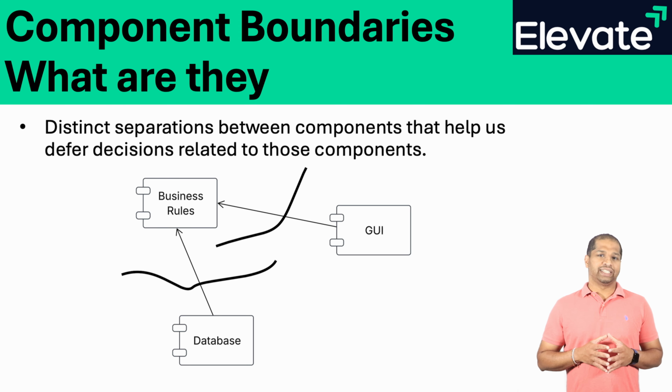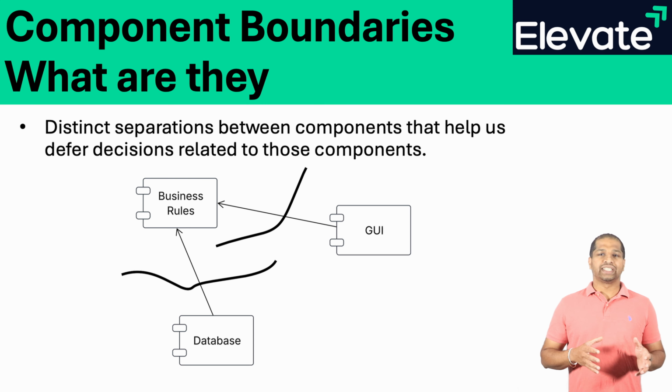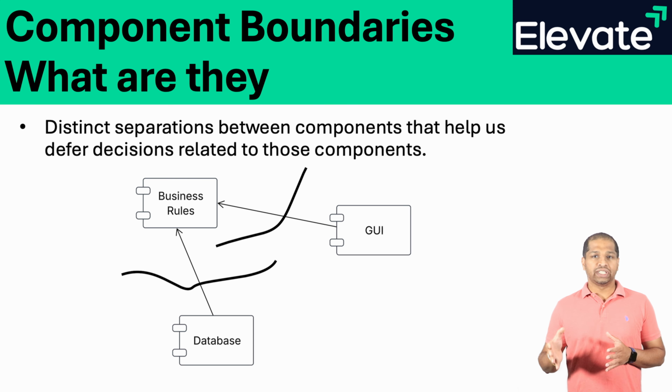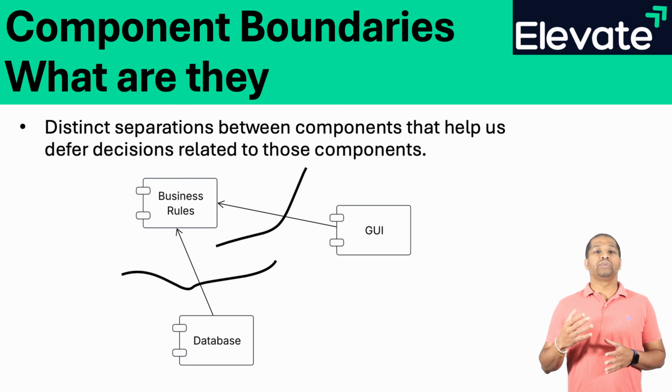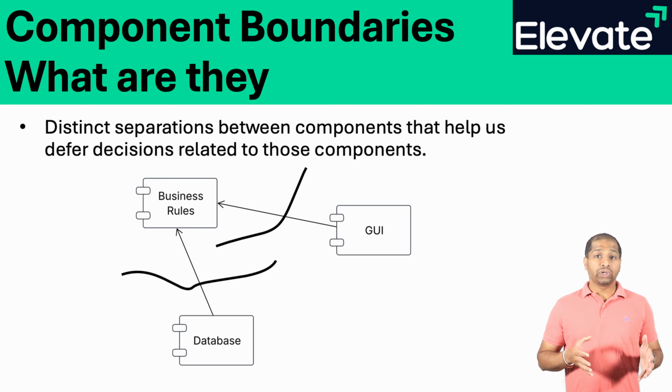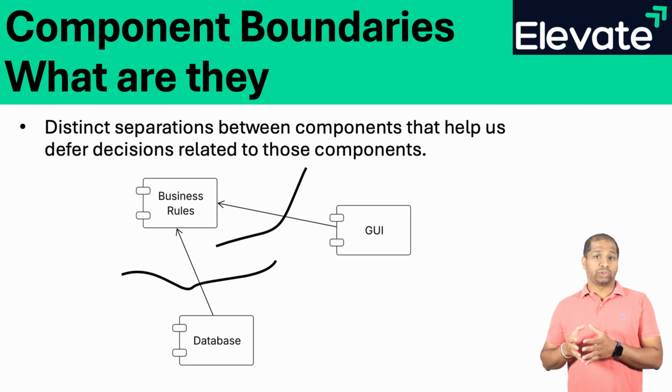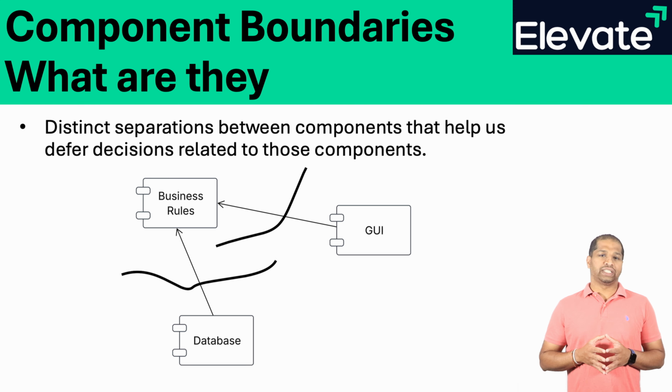So let's get started. Component boundaries are distinct separations or divisions between components that help us defer their implementation decisions. For instance, at the very early stage of the project, we only have requirements related to business rules, but we do not have a clear understanding of database or GUI requirements. So we can separate business rules and work on its implementation while keeping our options open for database and GUIs.